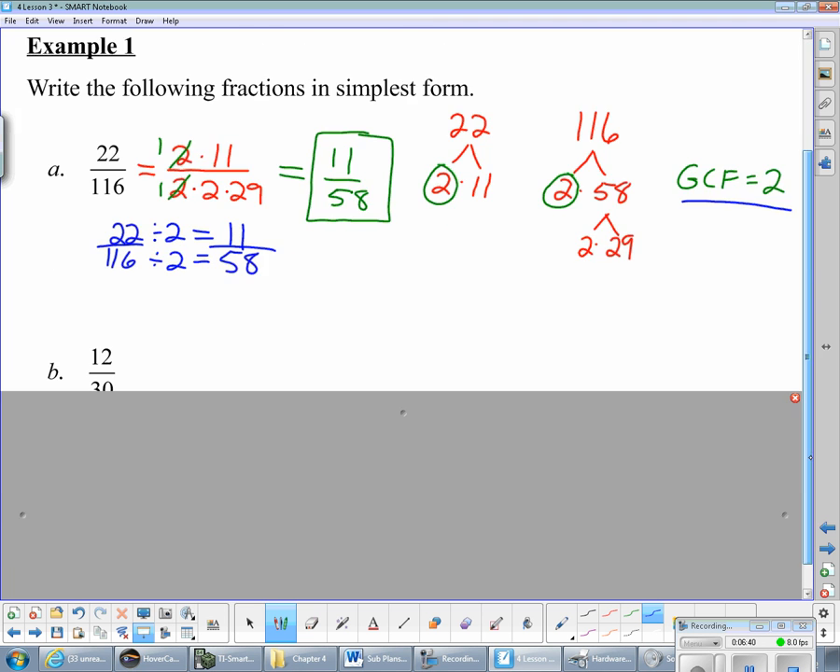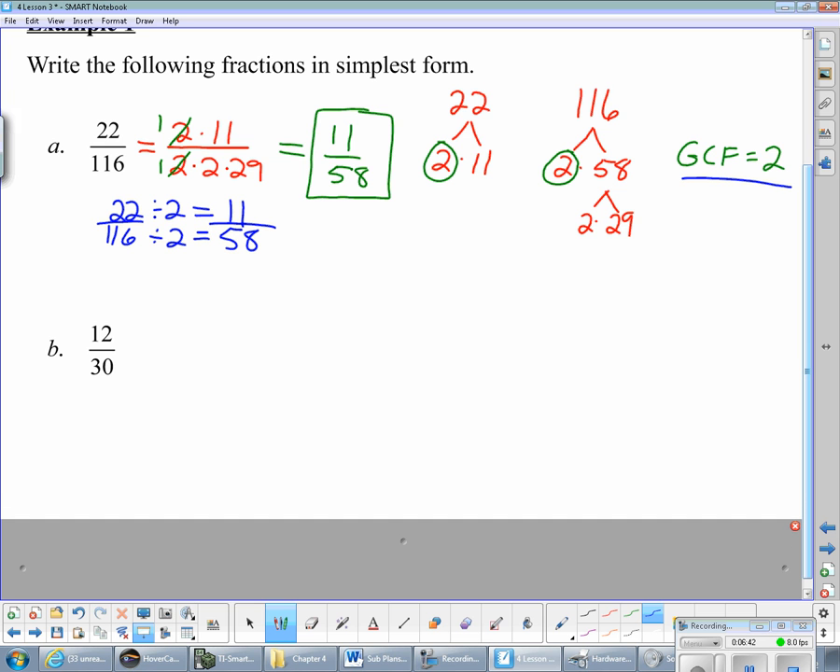So now, scrolling down here, our next problem, we have 12 and 30. Again, we want to factor the 12. Using the factor tree, that's 4 times 3, and then 4 is 2 times 2. So 12 is 2 times 2 times 3. That's the prime factorization of 12.